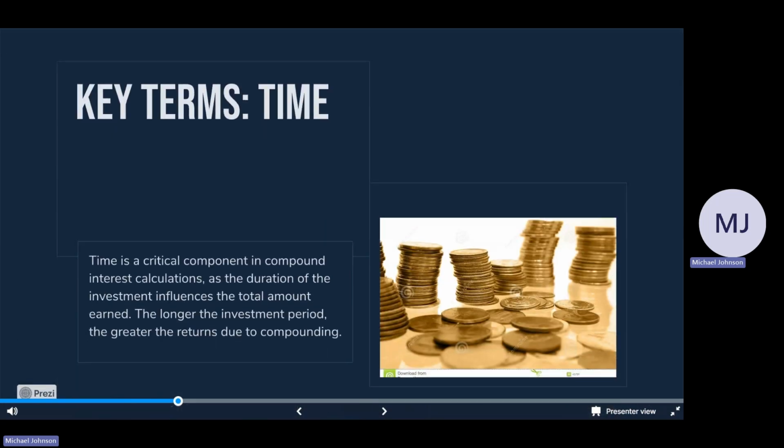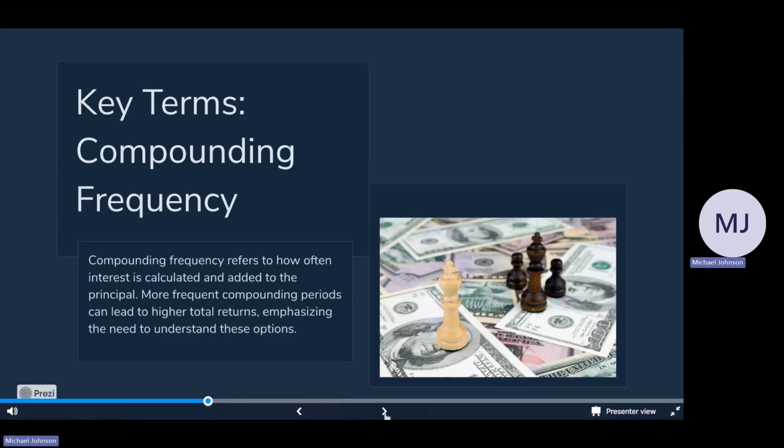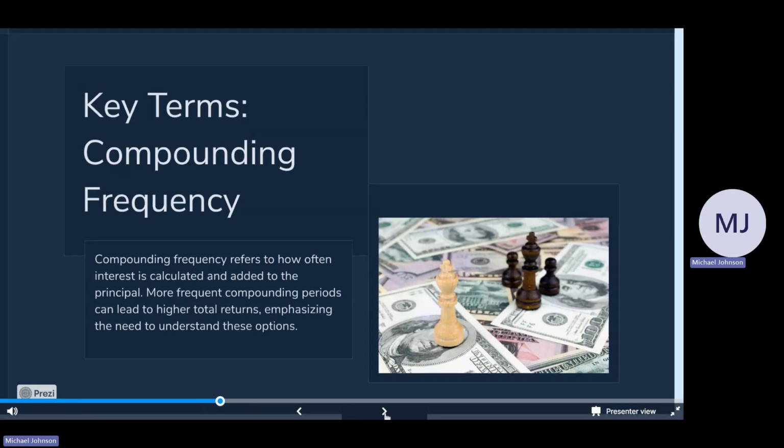Time is a critical component in compound interest calculations as the duration of the investment influences the total amount earned. The longer the investment period, the greater the returns due to compounding. Compounding frequency refers to how often interest is calculated and added to the principal. More frequent compounding periods can lead to higher total returns, emphasizing the need to understand these options.